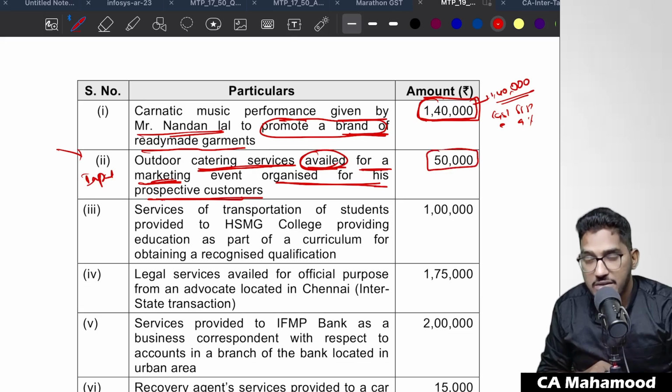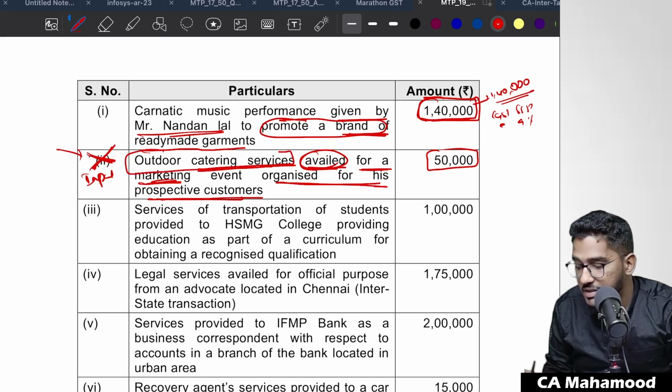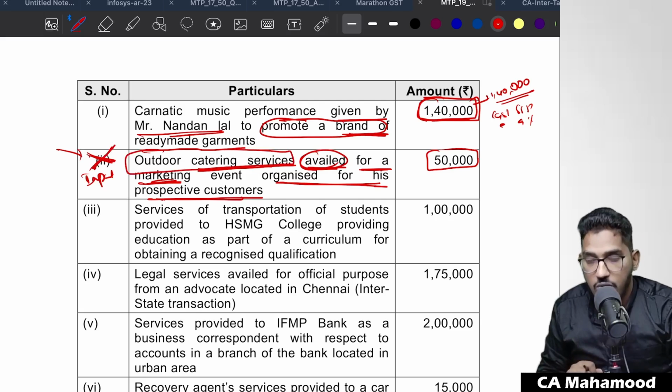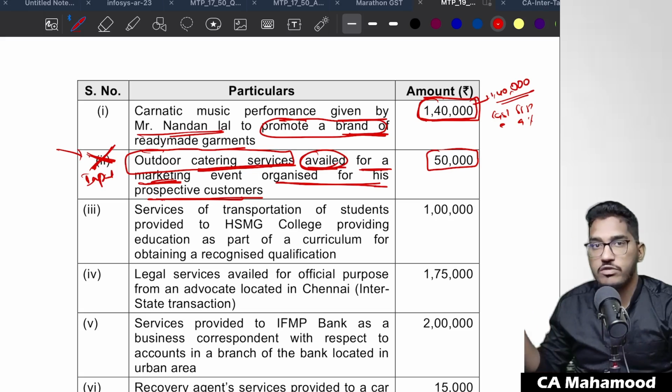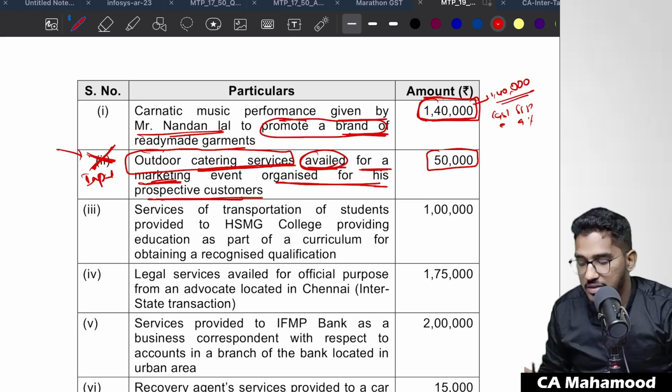Can I avail input tax credit on it? No, input tax credit cannot be availed. Why is input tax credit not available? On these kinds of services, ITC is blocked. On outdoor catering services, ITC is blocked unless you are also in the same line of business. If you are receiving outdoor catering services and you are also in the same line of business, then you can avail input tax credit. But in this case, you can't avail input tax credit. Why? Because you are not in the same line of business. Clear? So this 50,000, even though there is GST on it as input, you can't claim it as input tax credit. So nothing we are supposed to do, we have to ignore it.